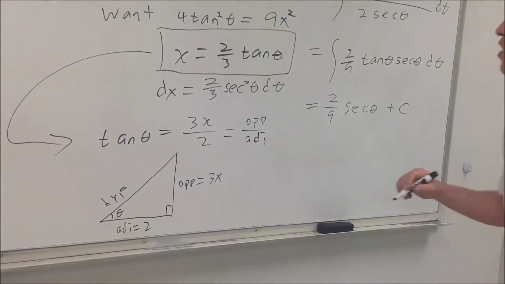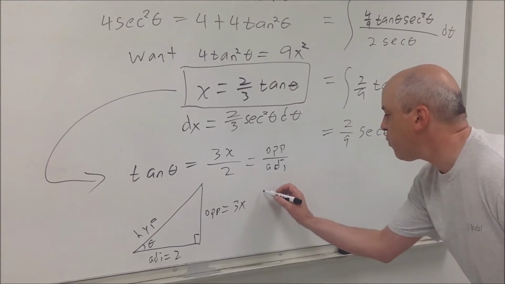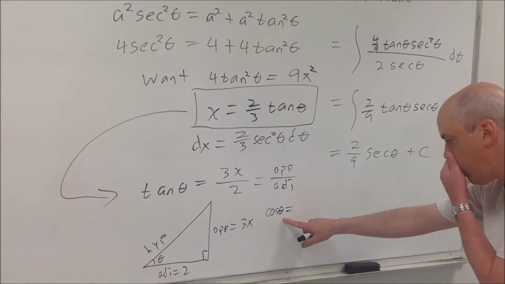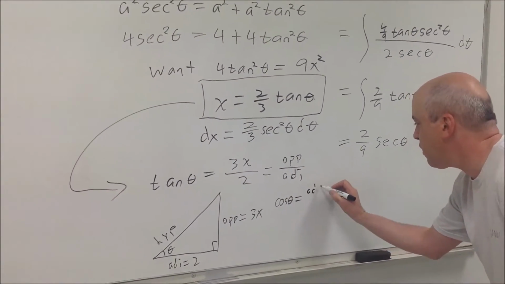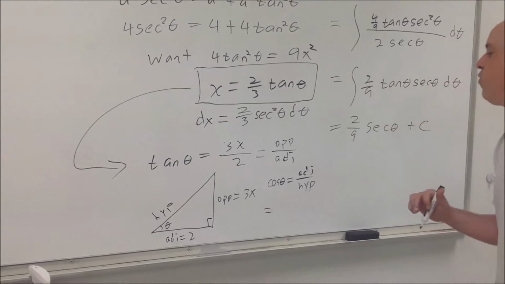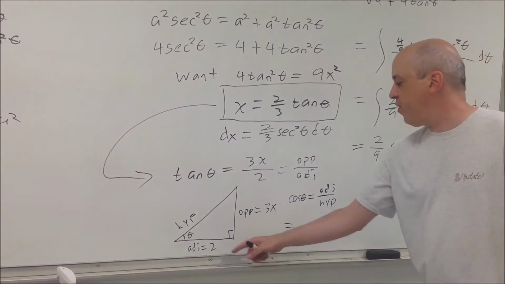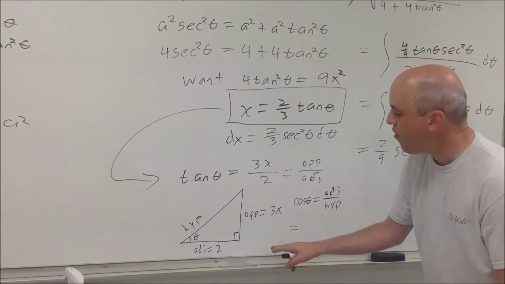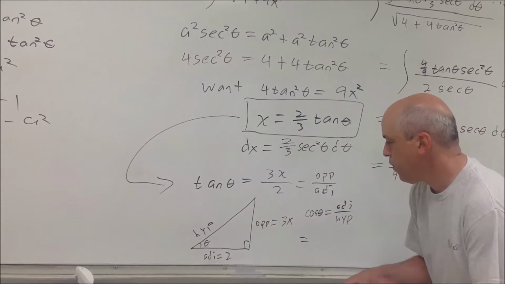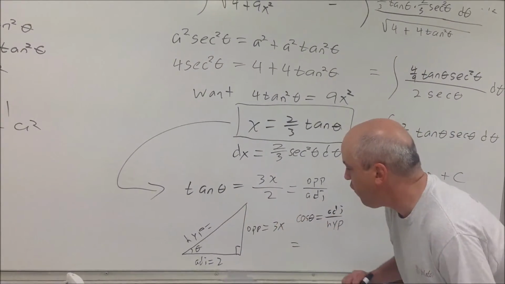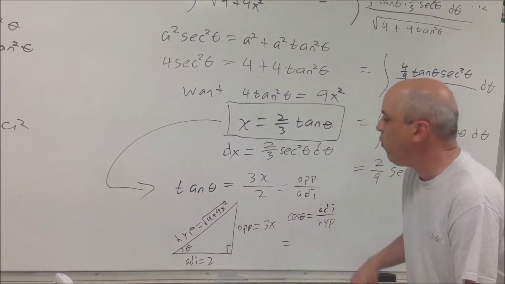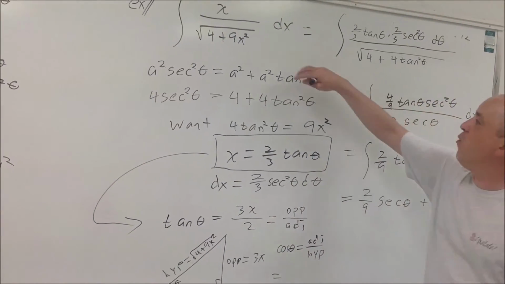Now, what we want is secant of theta, and secant of theta is the reciprocal of cosine. So if we can get cosine of theta, and I suspect that you learned the ratio for cosine of theta, we'll get secant by taking its reciprocal. Cosine is adjacent over hypotenuse. For our triangle, we know the adjacent side is 2. We don't know the hypotenuse, but we can get it with the Pythagorean theorem: 2 squared plus 3x quantity squared is the hypotenuse squared. Solving, you get the square root of 4 plus 9x squared.